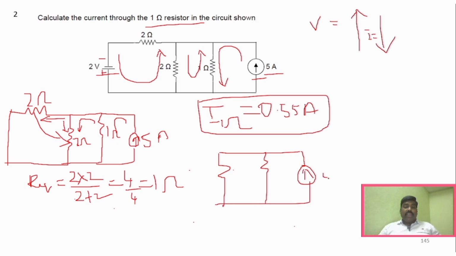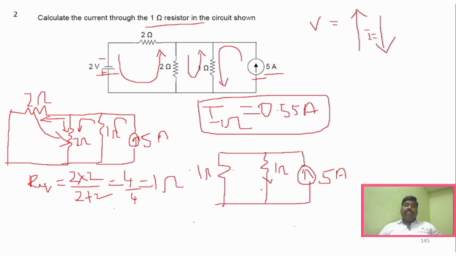Hope you understand what we are doing, right? All I have done is simplify this parallel connection and obtain 1 ohm. So this will be 1 ohm and this will be 1 ohm, correct? Now we need to find the current across this particular resistor.